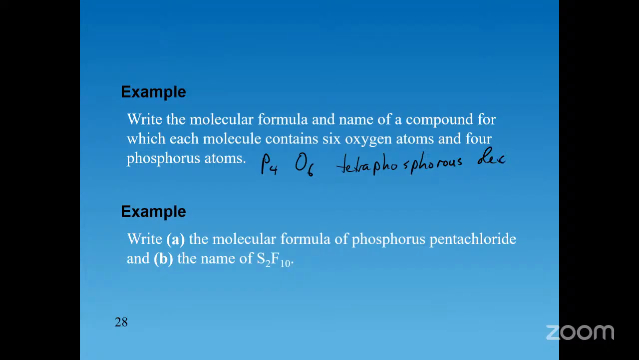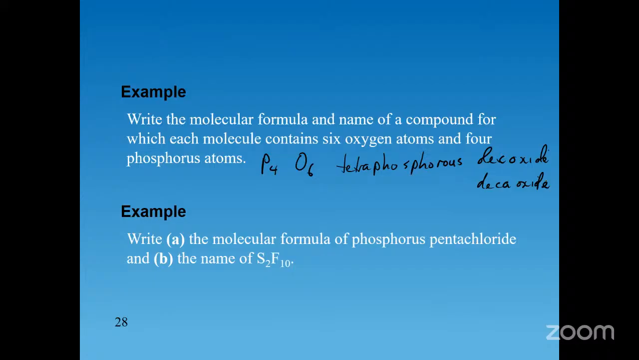According to IUPAC, you can say decoxide, but you can also say decaoxide, right? And the same thing is true for pentoxide and pentaoxide, hexoxide and hexaoxide. So, IUPAC is very flexible when it comes to that kind of situation.